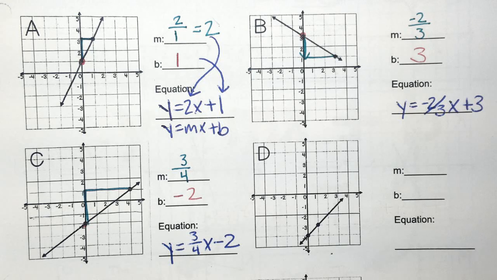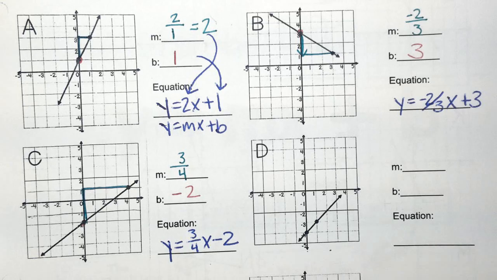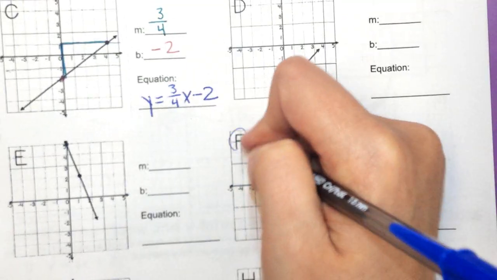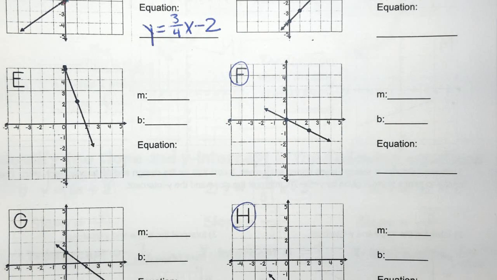Do we need to do a couple more together, or do you think you got the hang of it so far? Okay, then I want you to jump down and do these two. We don't have time to do every single one. So do F and H. F and H. Try those two.